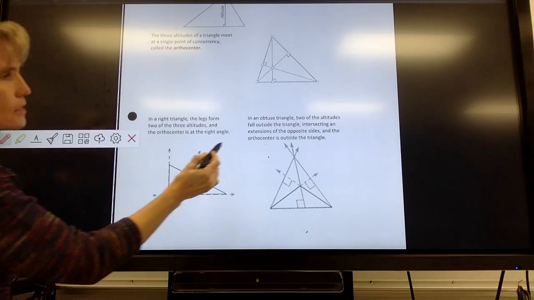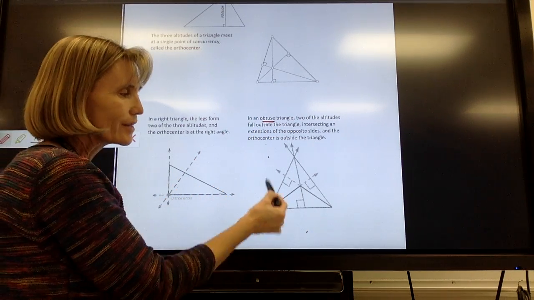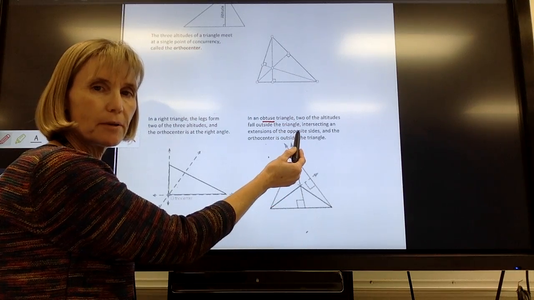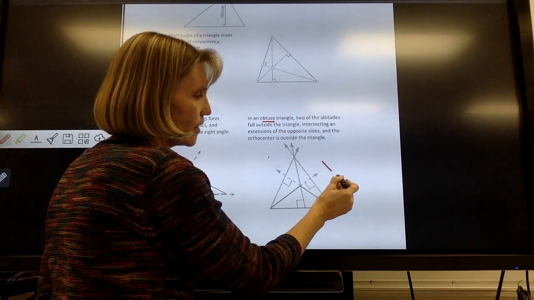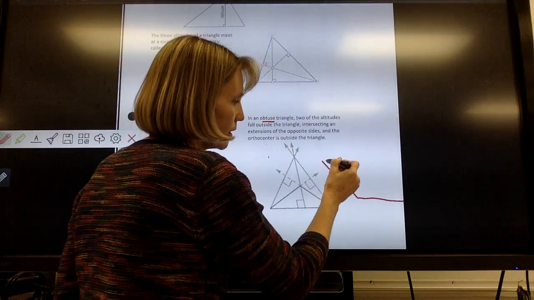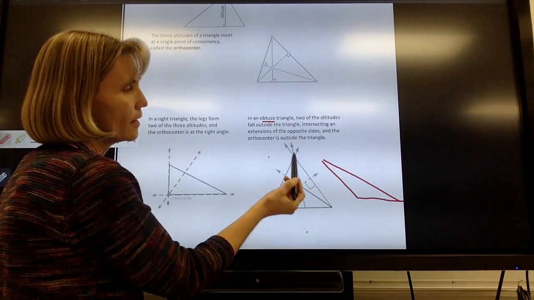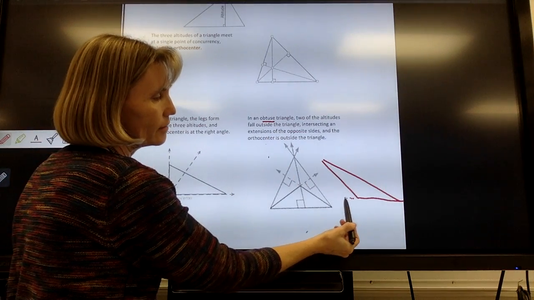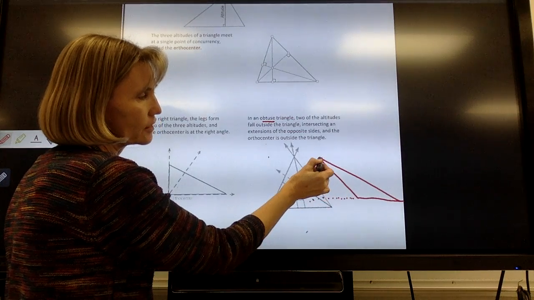And then over here it says, in an obtuse triangle, two of the altitudes fall outside of the triangle. Now this is not a picture that's depicting what's happening here, because this is not an obtuse triangle. What they're saying is if I had an obtuse triangle, like maybe this is an obtuse triangle, what happens is that I have to extend this side in order to drop an altitude from this vertex up here.